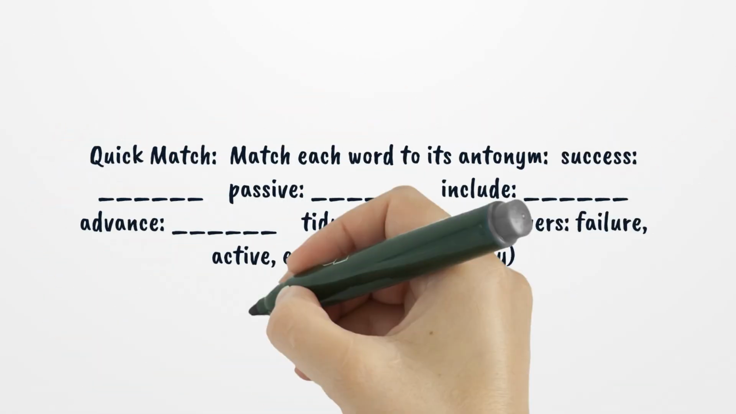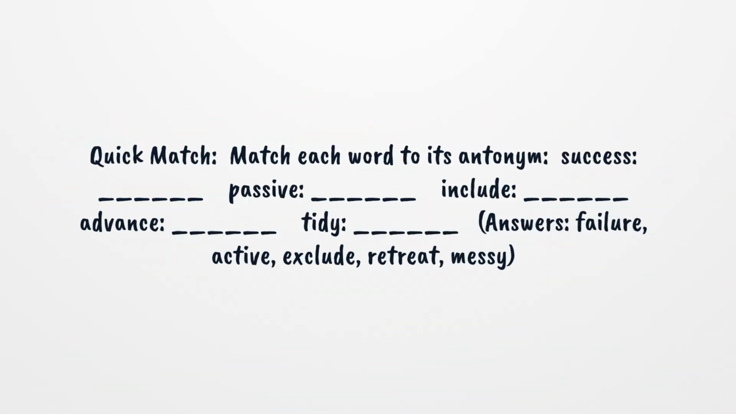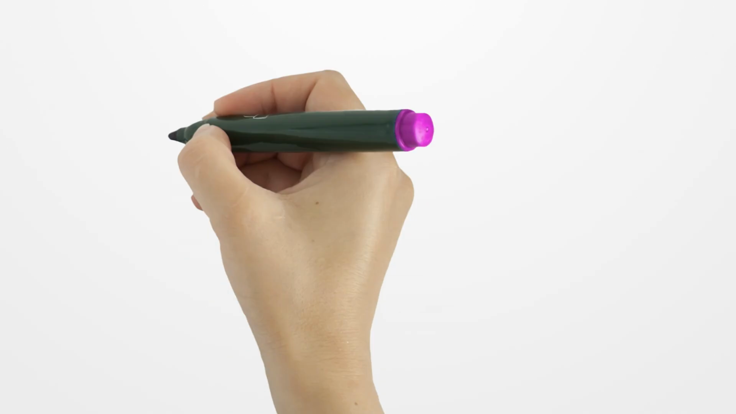Quick match. Match each word to its antonym. Success, dash. Passive, dash. Include, dash. Advance, dash. Tidy, dash. Answers: failure, active, exclude, retreat, messy.